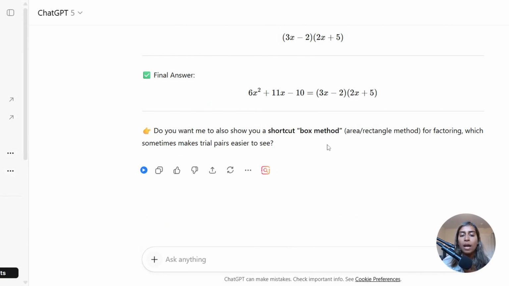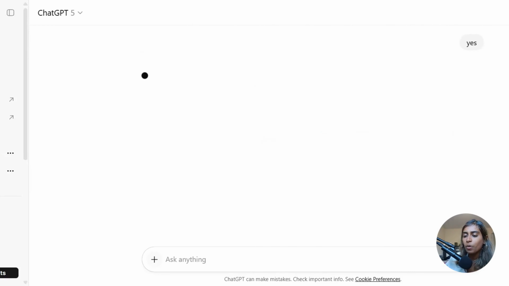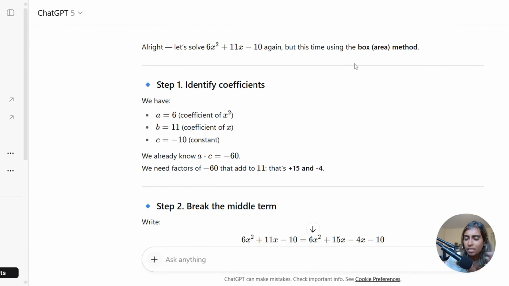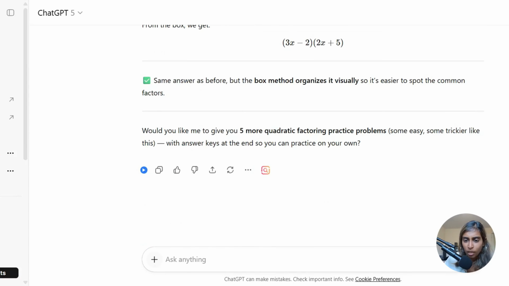And then it also asks, do you want me to show you a shortcut box method for factoring? And you know what? Maybe that would help us. Maybe that's not something we learned yet, but I will say yes. So again, you might notice that every time it's asking me a question, I'm kind of letting it help me and see if that might make me learn a little bit easier or better. So let's solve for that. Again, I don't actually know this one, but then it asks us, because it remembers that we asked it before.